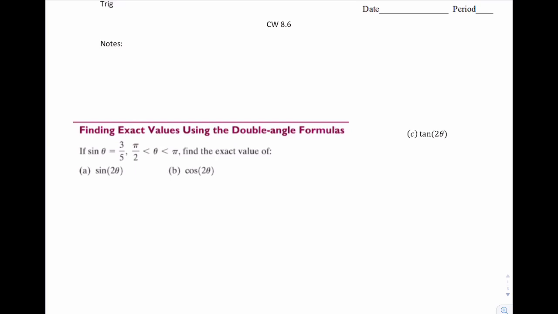Today we're doing class week 8.6. Today we're doing double angle formulas. So I'll write that on top for you. Double angle formulas. So this is the next phase of the formulas we're working with.